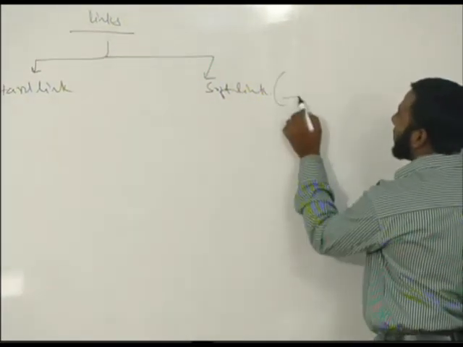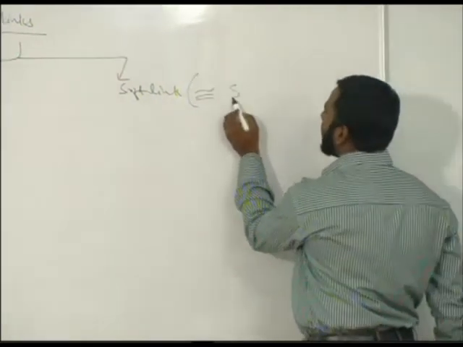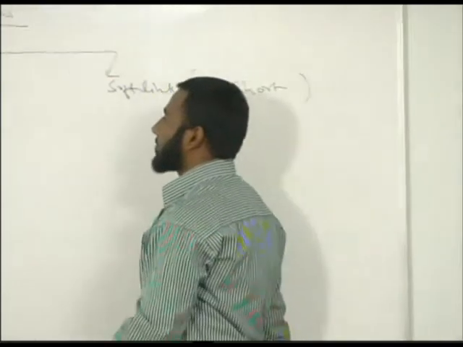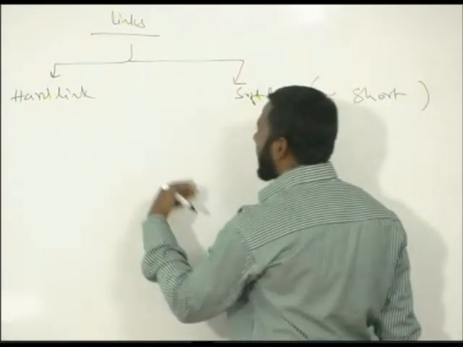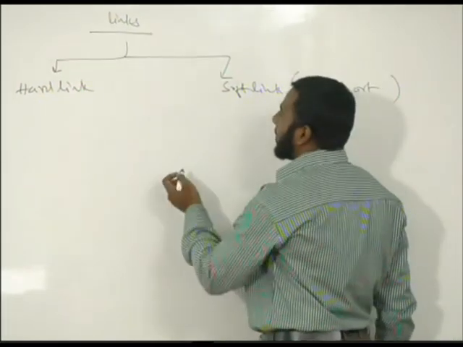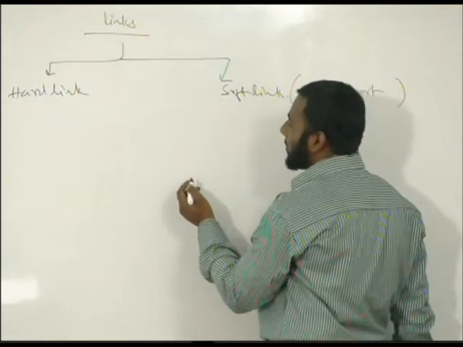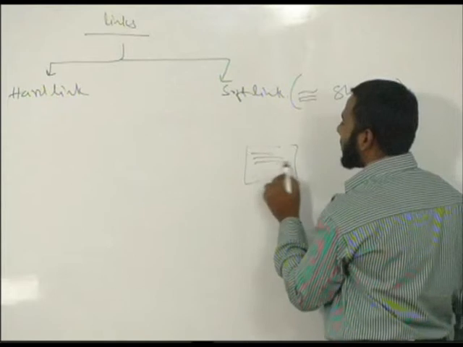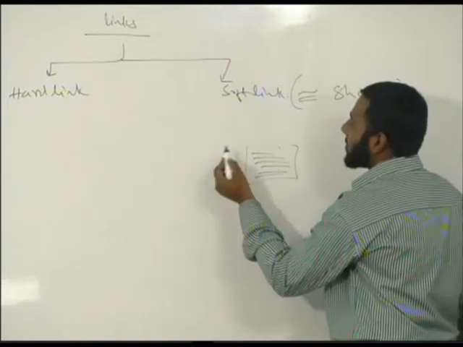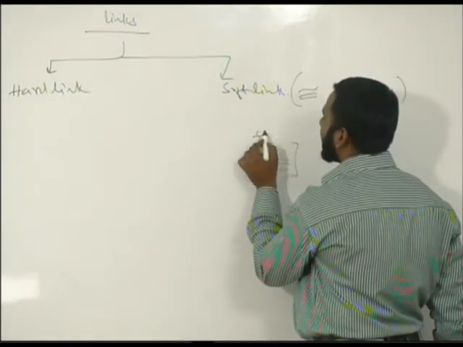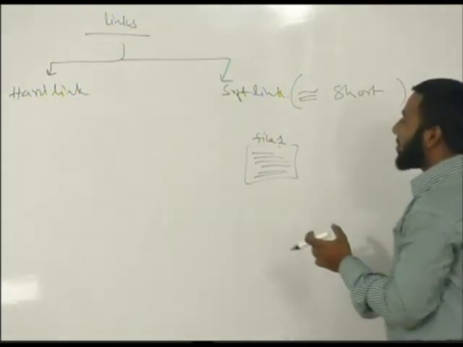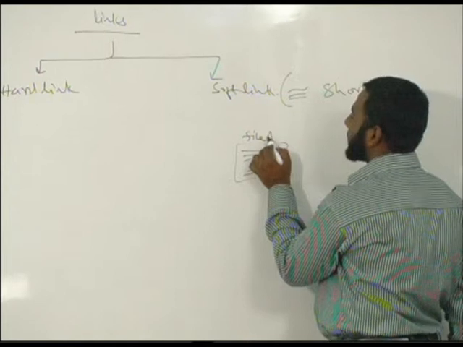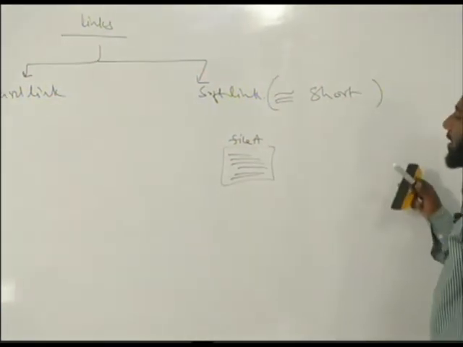A soft link is similar to, in Microsoft, the shortcut icons and all. So in order to understand the difference between them, for example, suppose you have one file, and this is the file contents, and the name of the file is, for example, file1. So I assume that I have created a file A.